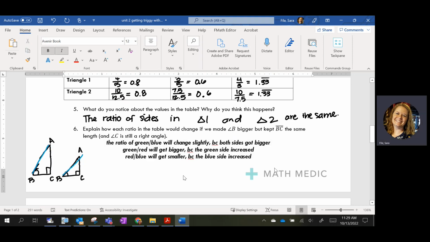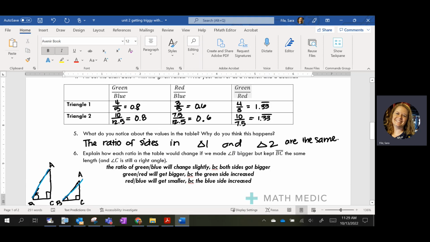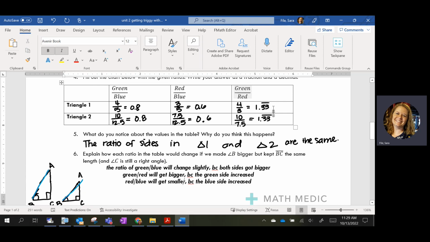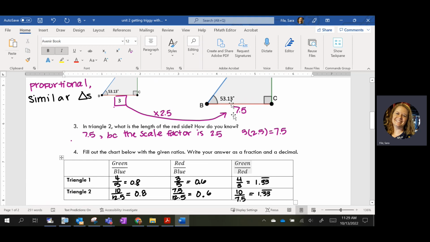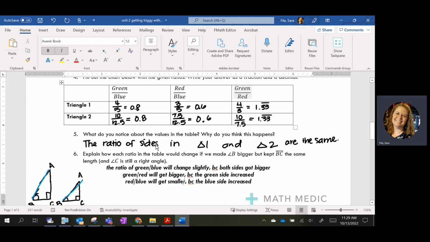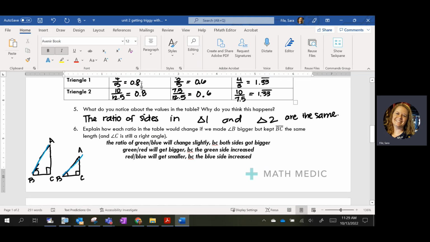Now, going back to number 5, it says, what did you notice and why do you think that happened? It has to do with the angle measure. When we change the angle measure, we change the ratio. But these ratios were all the same. It's because the angle measures were the same, right? These angles were congruent, weren't they? So that's why number 5 happened. That's why the ratios are the same. It's because the angles in the triangle are the same. It's because the angles are congruent is what you would need to write. Y'all feel okay about that?